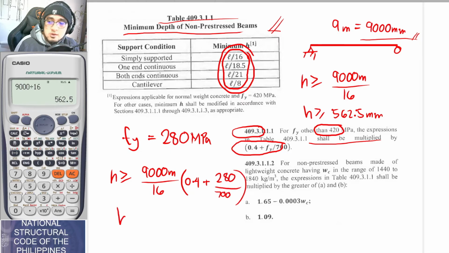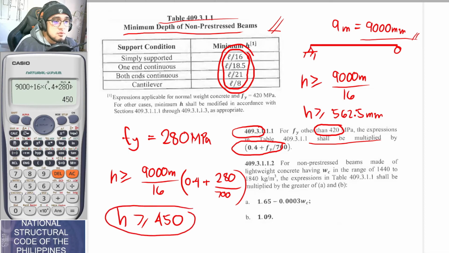So this would give us an answer of 9,000 divided by 16 times 0.4 plus 280 divided by 700, and this is now equal to 450. As you can see, guys, the minimum h requirement is now smaller than that of this. So that's all there is to it, guys.